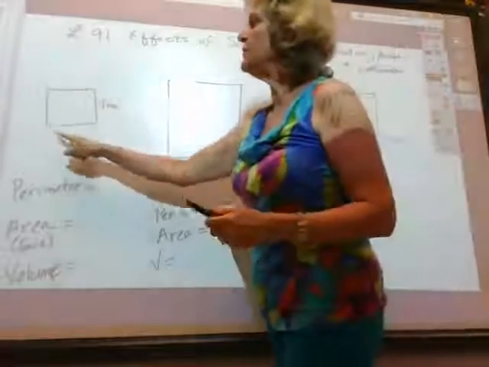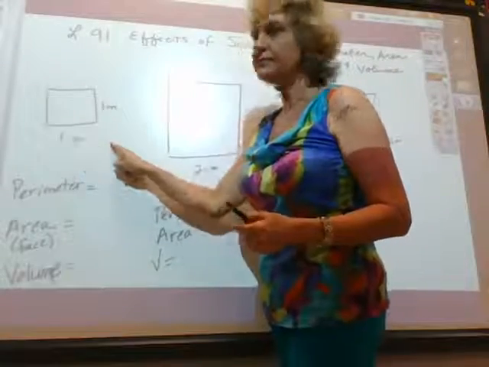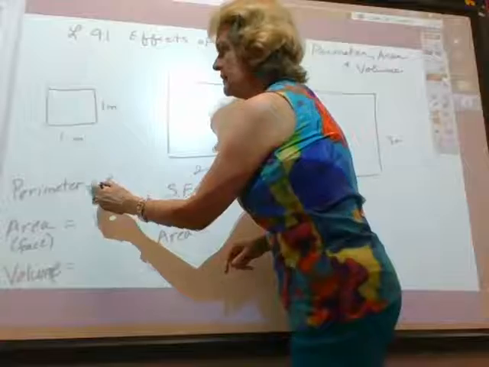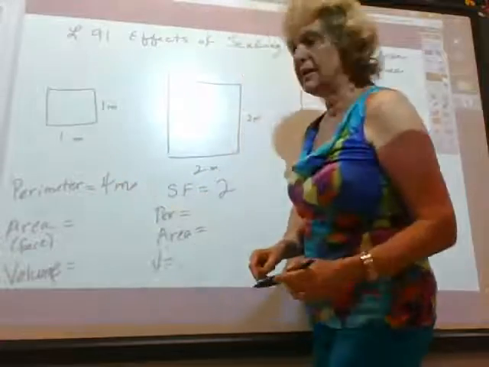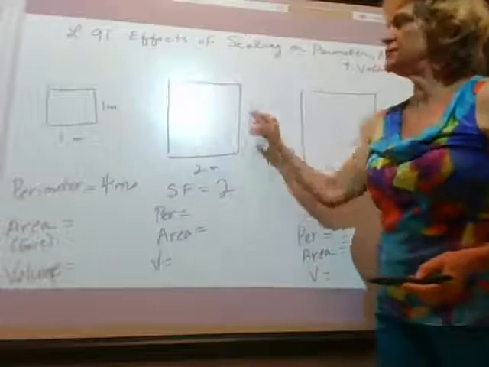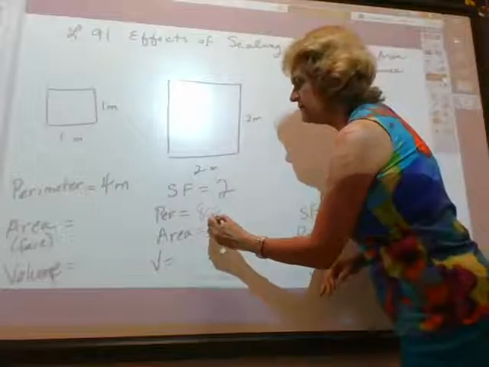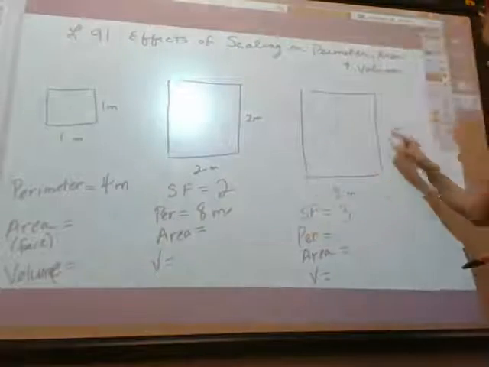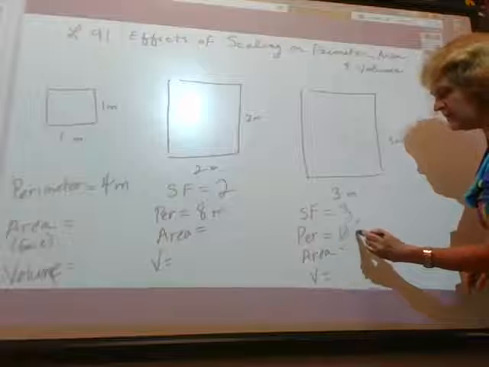So let's take the perimeter of this square. What would this one be? 4 meters. Very good. What would the perimeter of this one be? 2, 4, 6, 8? Oh, 8 you say. Good. And how about this one? 3, 6, 9, 12. Very good.